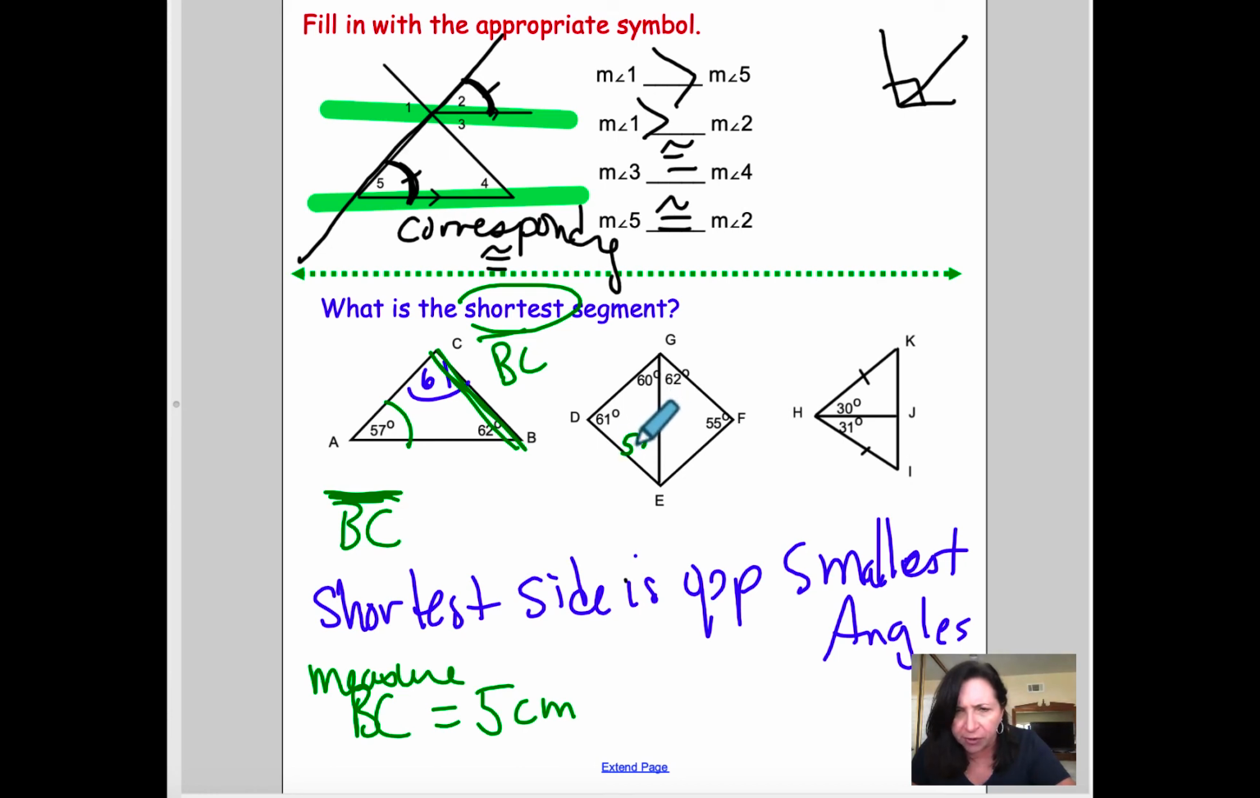Okay, anyway. The next question, we've got 60, 61. This looks like it must be 59. We've got 55, 60. Oh boy, I'm going to subtract. 180 minus 62 minus 55 is 60.